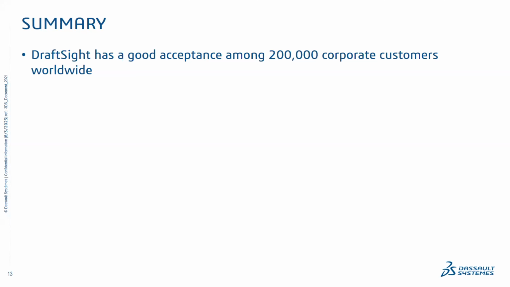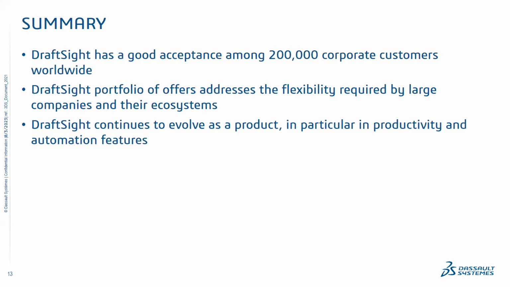So as a summary, DraftSight has very good acceptance among 200,000 corporate customers worldwide. DraftSight Portfolio is also wide and works with many industries. We have customers in many industries, and whenever you need 2D CAD, DraftSight can help you. DraftSight is continuing its development, and every year there are new versions with new features, and soon we will have new version, same as with SolidWorks.